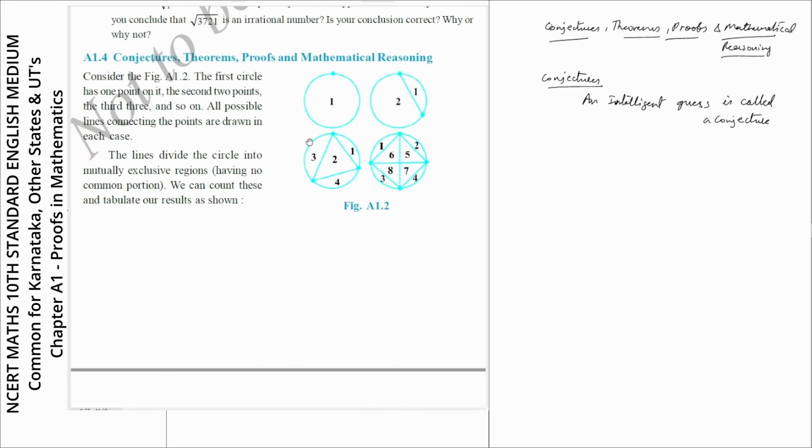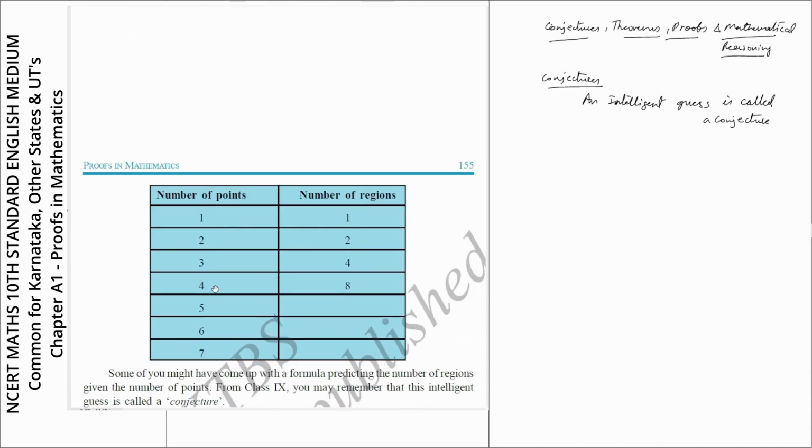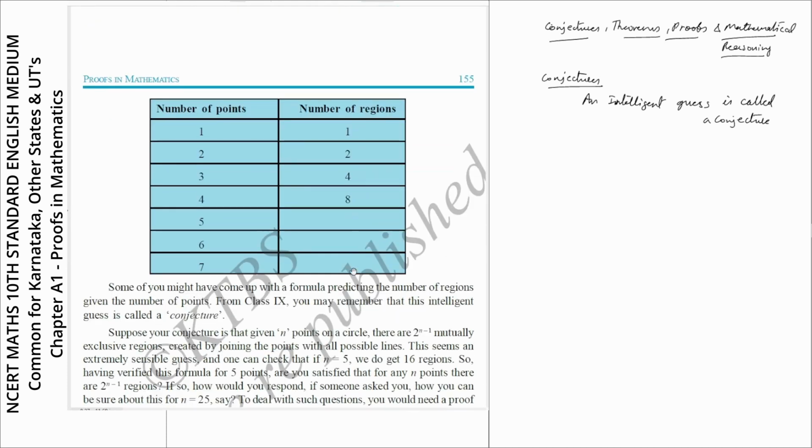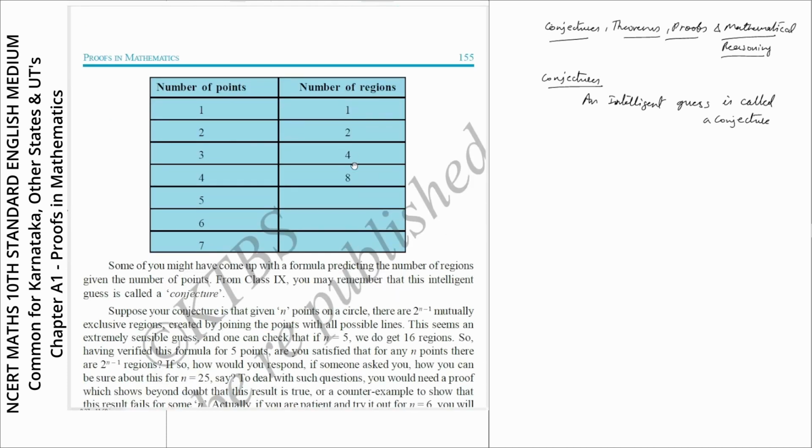So here you can see one example. There is a circle and there is a point here. So for one point there is only one region. Suppose if there are 2 points, after joining these 2 points we get 2 regions, and if there are 3 points on this circle, after joining we get 4 regions. If there are 4 points we get 8 regions, and after tabulating the number of points and the number of regions like this, can we guess what is the number of regions?